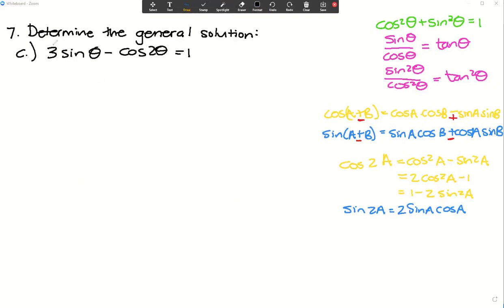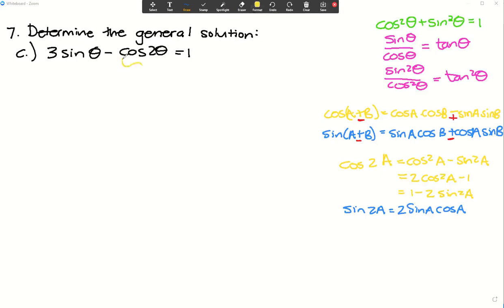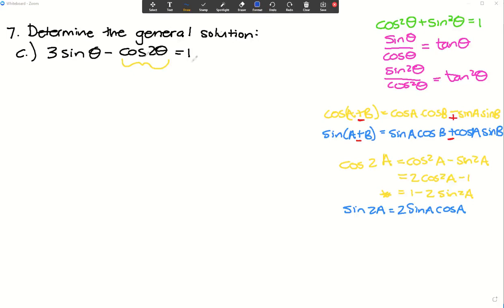Okay, so number 7C tells me 3 sine theta minus cos 2 theta is equal to 1. And here we can see we've got a lovely identity. I'm going to try and get rid of it so that I could probably factorize this just with sines. So I'm probably going to use this identity, and let's see if it's going to work. If that doesn't work, we'll have to make it a little more challenging and change the 1 to this identity and maybe try get rid of it with this identity.